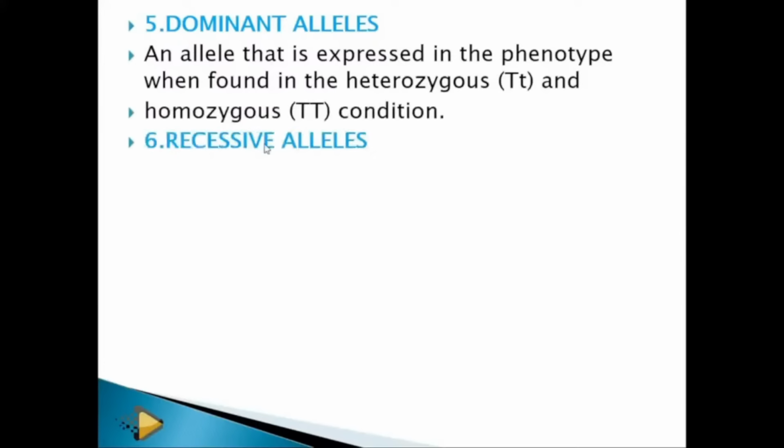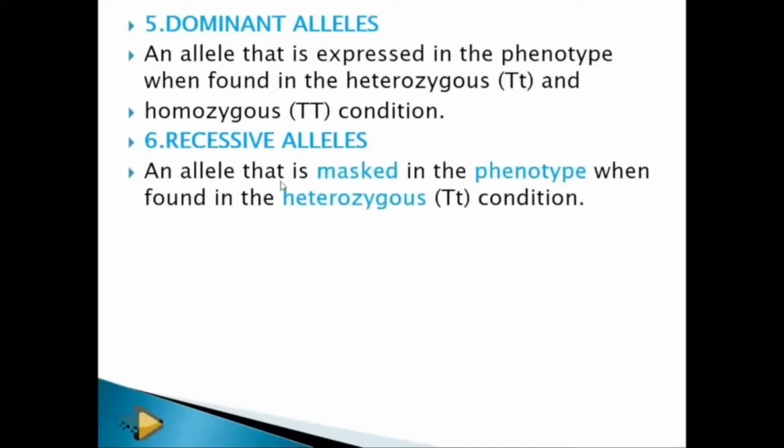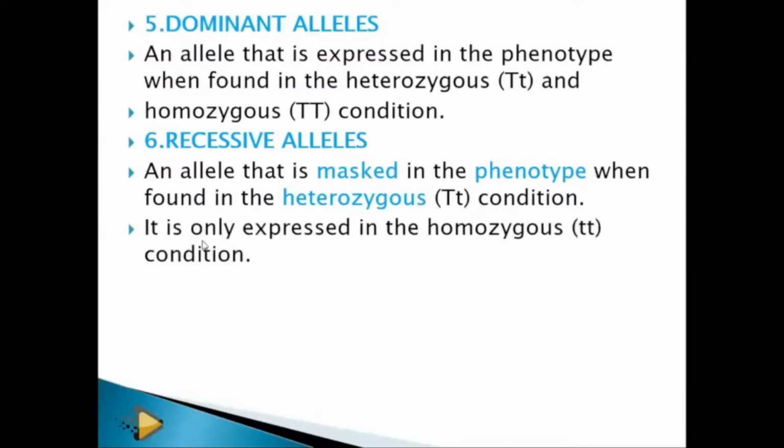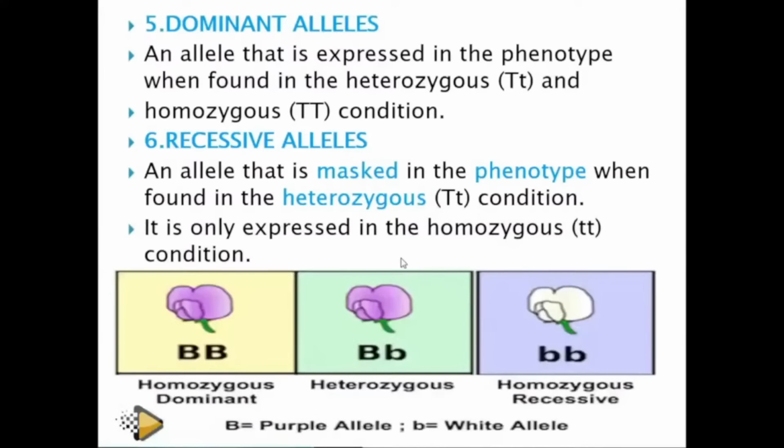Then what do you call the recessive allele? This one can only express itself in the absence of a dominant allele. So if this one is absent, then automatically this small t will also express itself. So we are saying that it is an allele that is masked in the phenotype when found in a heterozygous state. It can only show itself in a homozygous condition. It is only expressed in a homozygous state.